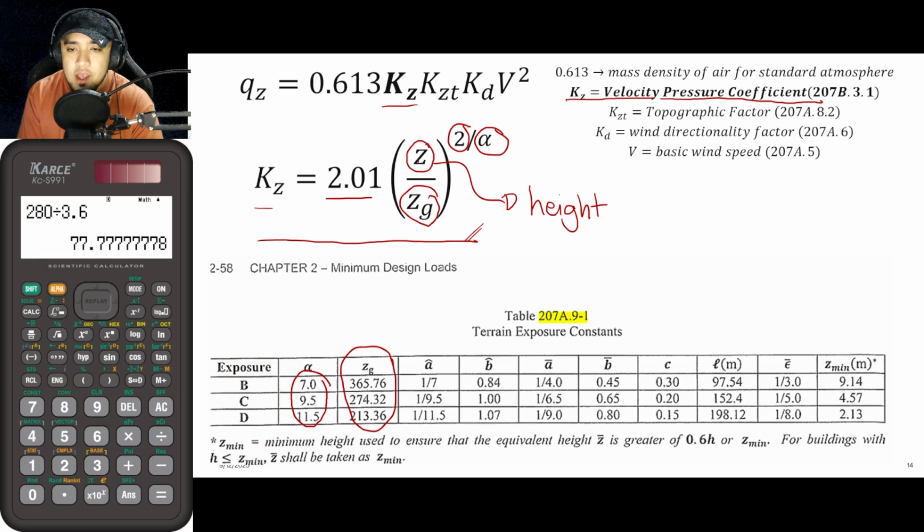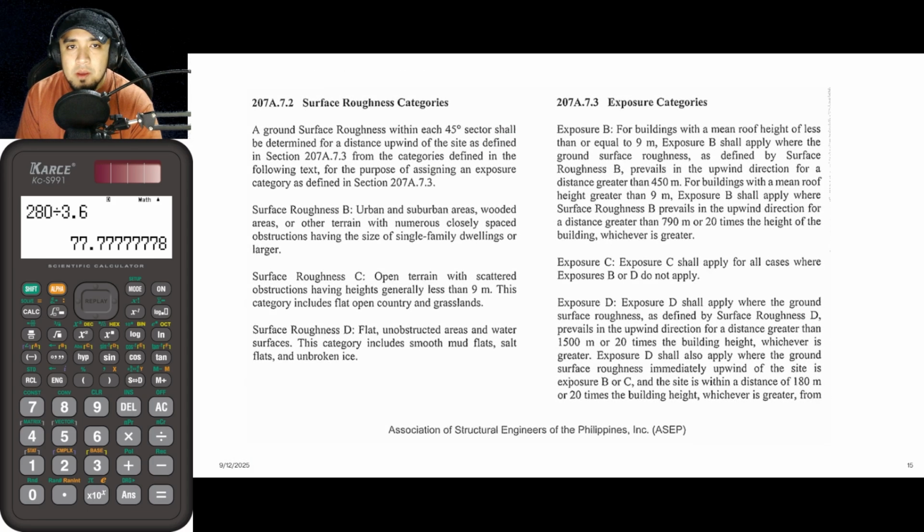Okay, so when you say exposure, guys, it is actually given by this code provision, 207A.7.3. So we have here exposure B. These are for buildings with their mean roof height less than or equal to 9 meters. So this does not indicate that this is your building per se. Anyway, exposure B shall apply where the ground surface roughness, as defined by surface roughness B, prevails in the upwind direction for a distance greater than 450 m. So when we say surface roughness B, it is this.